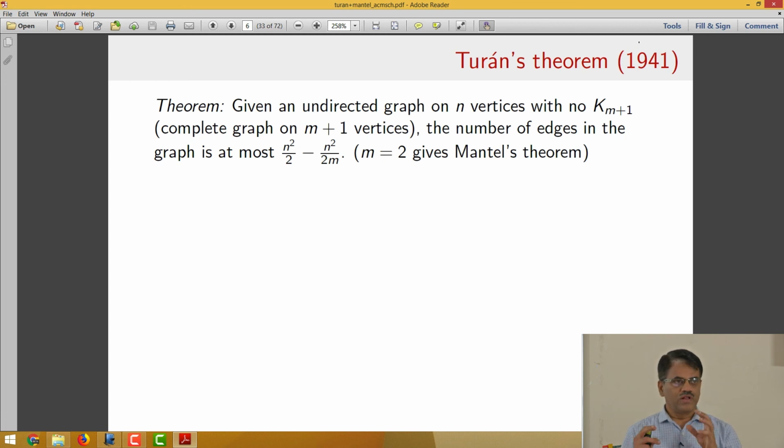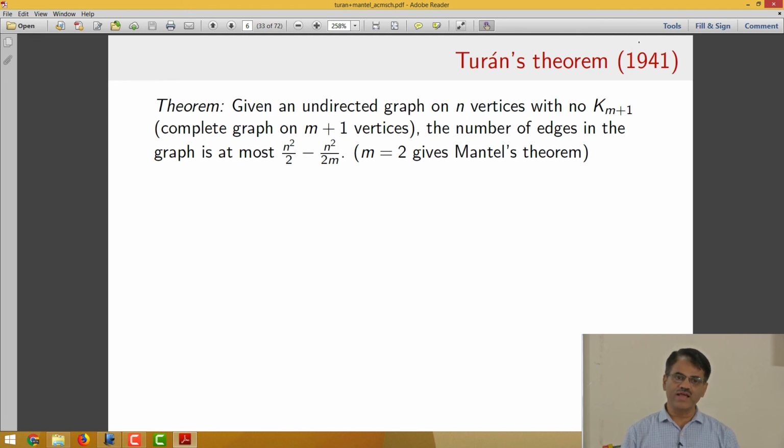Now, can you think of the construction? I mean, you all said, oh, if you don't have a triangle, the complete bipartite graph is one graph that achieves it. If I don't have a clique on m plus 1 vertices, what sort of a graph? Well, I've given a hint here, right? M equal to 2 actually gives Mantel's theorem, because it is the number of edges in a graph with no K3, which is a triangle. So, if you want to generalize the complete bipartite graph, complete m-partite graph, right. So, take m independent sets and draw all edges between them, right.